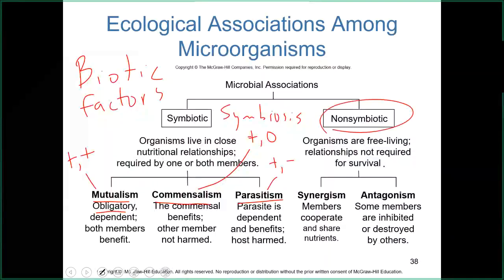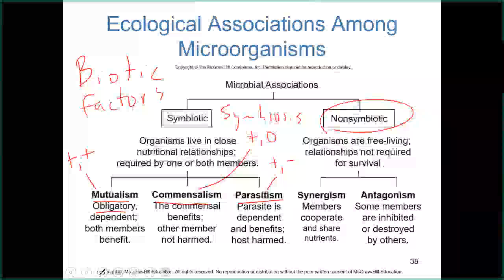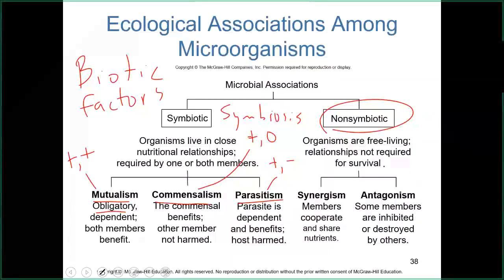And then non-symbiotic relationships, these are where two organisms come into contact, maybe only infrequently, but they don't have to live together. It's something that's only temporary. It's only something that is for a short period of time, typically. So synergism is cooperation, where the members of the pair or sometimes larger groups work in such a way that they do better together than they would otherwise, but it's not a long-term, well-established connection that they have.